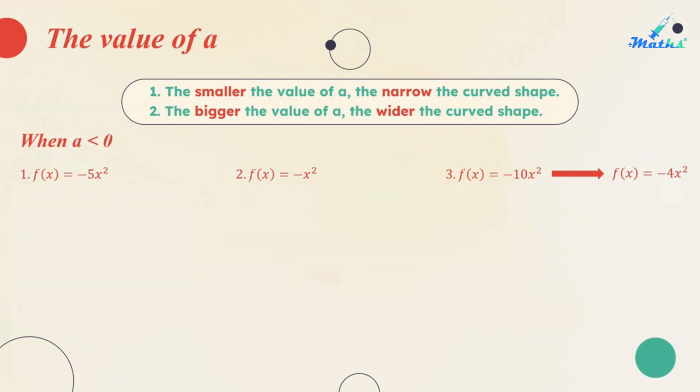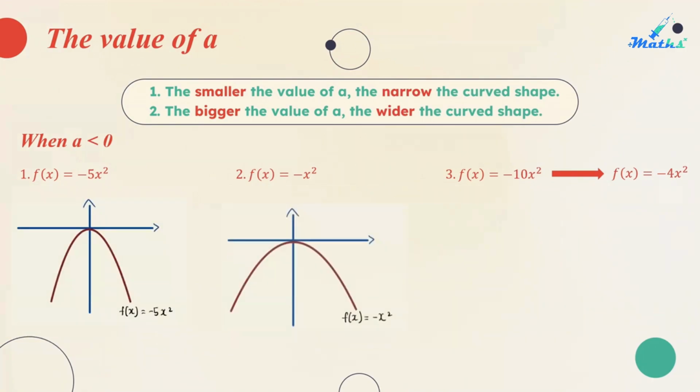Next, when a is less than 0, this is vice versa for a greater than 0. The smaller the value of a, the narrower the curve shape. The bigger the value of a, the wider the curve shape. Let's compare example 1 and 2. Do you see the curve shape of example 2 is wider than example 1? Why? Because negative 1 is greater than negative 5, right? Yes, so the bigger the value of a, the wider the curve shape.